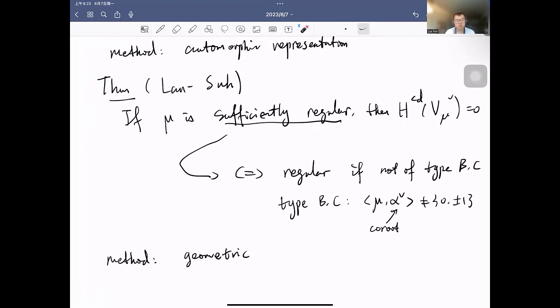Maybe now I'm going to define completed cohomology, but before that, are there any questions so far? Okay.